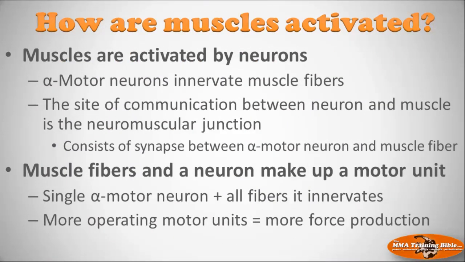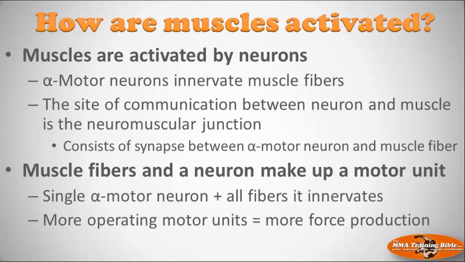So first things first, let's talk about how muscles are activated. Muscles are activated by neurons. Specifically, they're going to be activated by a big neuron called an alpha motor neuron. Now, you're going to have neurons that go from your brain to your spinal cord and then reach out from your spinal cord to your muscles. We're talking about those last neurons, and they're called alpha motor neurons.